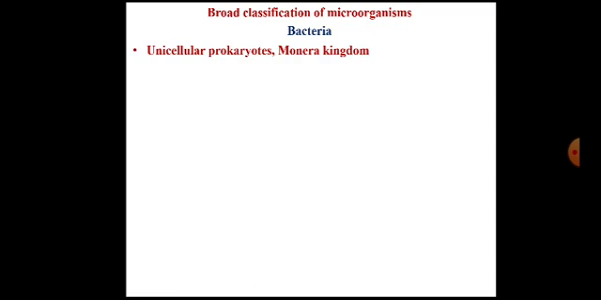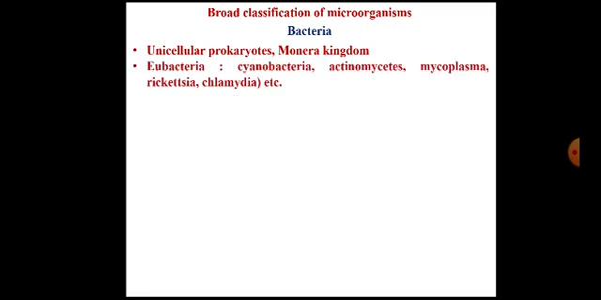So, we have learned about Whitaker's five kingdom classification system, in which bacteria are classified under Monera kingdom. So bacteria are unicellular prokaryotic microorganisms. And what are the characteristics of a prokaryotic organism? We have already learned in the diagram.